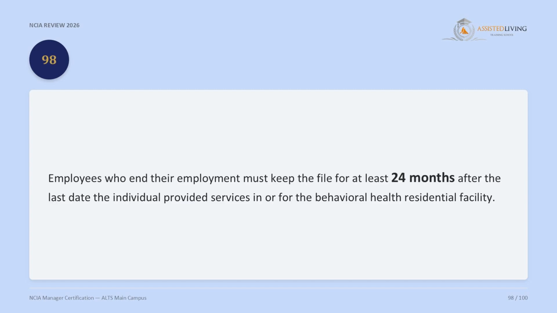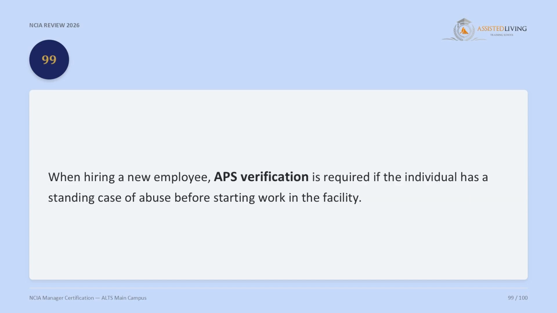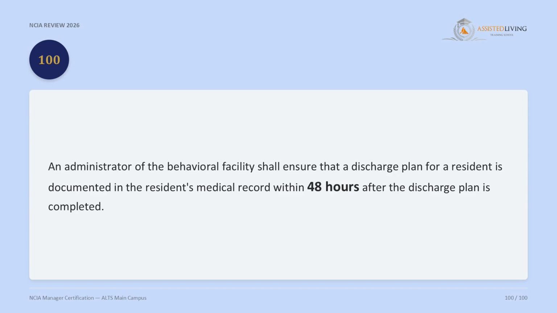Employees must retain their files for at least 24 months after ending employment, ensuring records are available if needed. APS verification is mandatory for new hires with a history of abuse cases, ensuring safety and compliance. A discharge plan must be documented within 48 hours after completion, ensuring continuity of care for the resident.